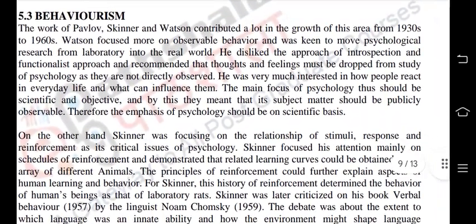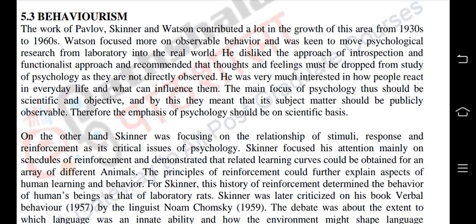Behaviorism, the work of Pavlov, Skinner, and Watson, contributed a lot to the growth of this area from the 1930s to the 1960s. Watson focused more on observable behavior and was keen to move physiological research from a laboratory into the real world. He disliked the approach of introspection and the functionalist approach, and recommended that thoughts and feelings must be dropped from the study of psychology as they are not directly observed.